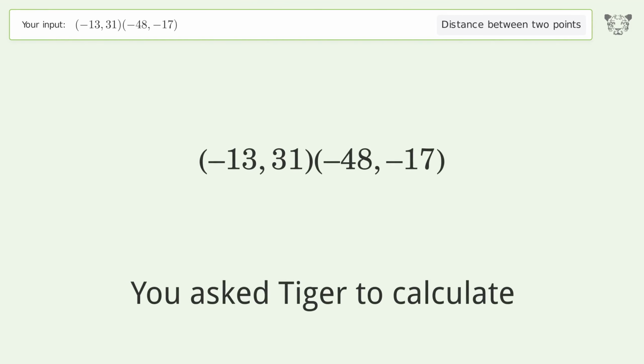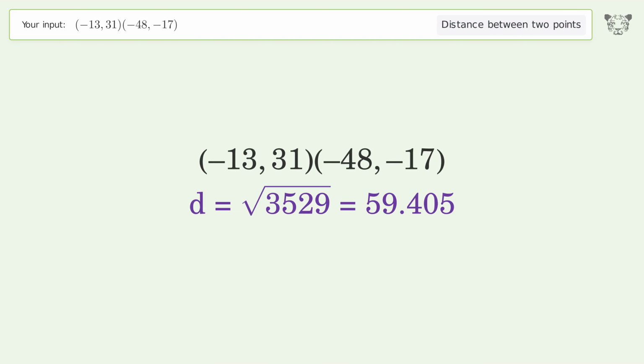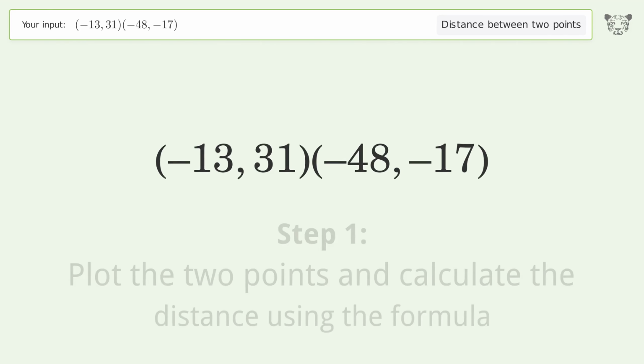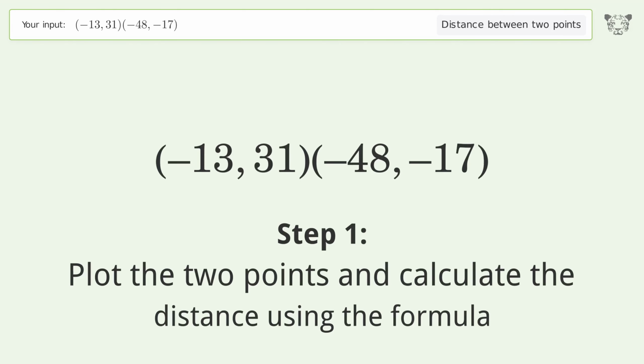You ask Tiger to calculate. This deals with the distance between 2 points. The distance between the 2 points is the square root of 3,529 or 59.405. Let's solve it step by step. Plot the 2 points and calculate the distance using the formula.